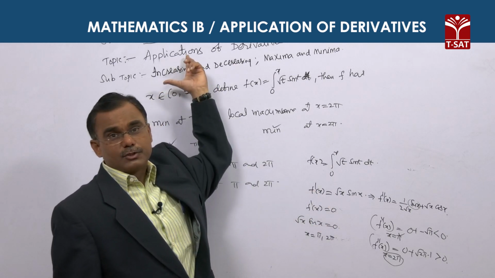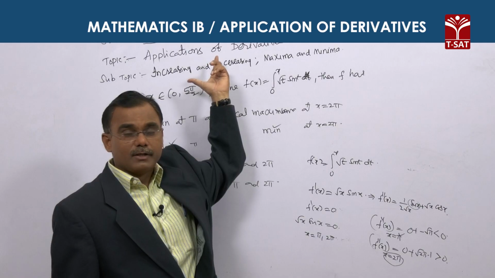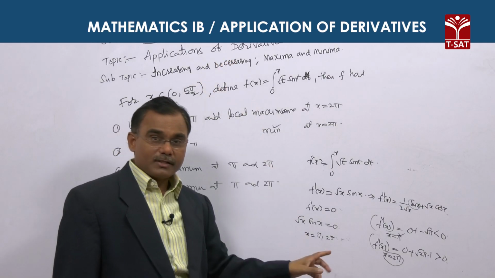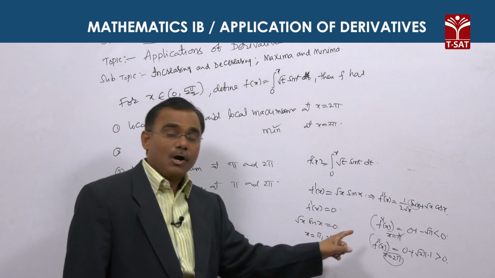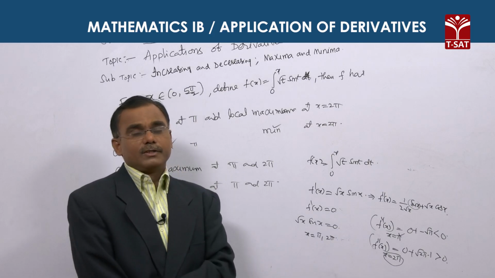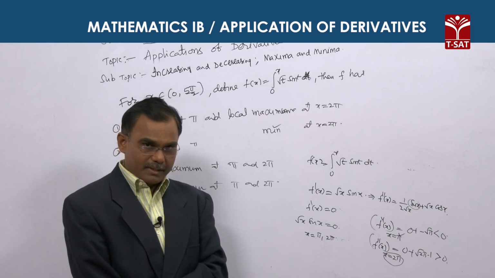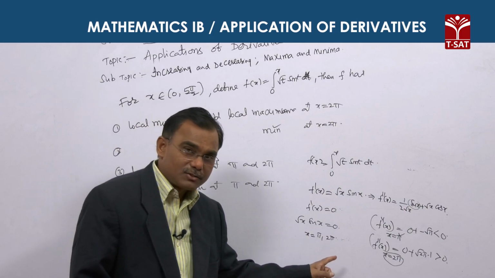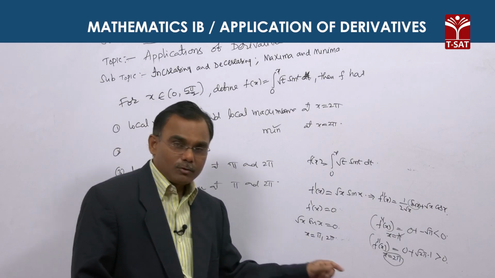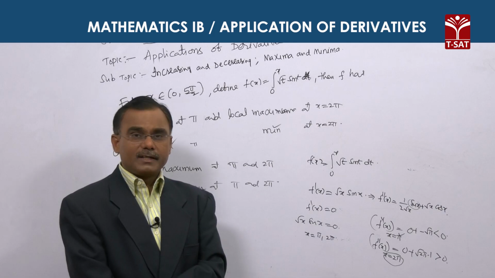But our given interval is 0 to 5π/2. That's why root x is not equal to 0. Only sin x equals 0 in the interval 0 to 5π/2. So sin x is 0 at x equal pi, 2 pi. Therefore critical points are pi, 2 pi.